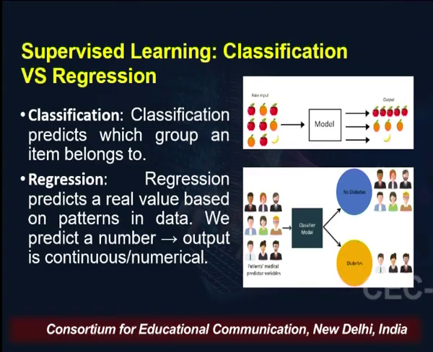So here that prediction would be a value. What would be my sales next year based on my 5 years of data? So here you are predicting a value, not a class. So here the output is a real value. So that's the basic difference between regression and classification.